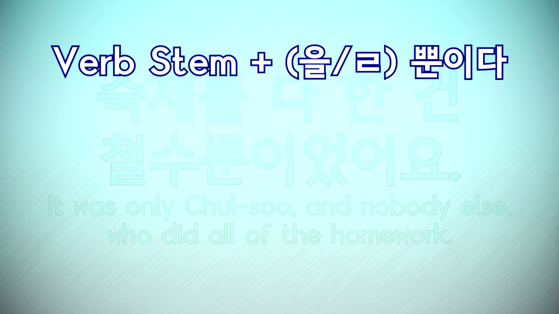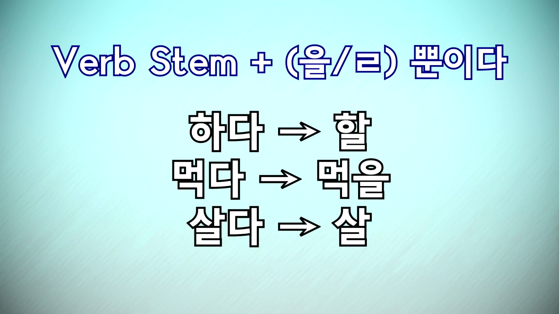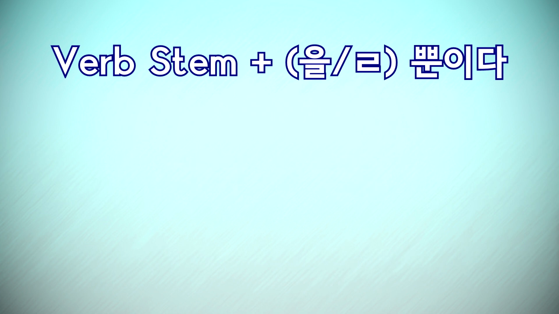The next thing we're going to learn is how to use this form together with verbs. So to make this form, take a verb stem and attach 을 if it ends in a consonant, or just ㄹ if it ends in a vowel. And remember that some verbs will also have different conjugation rules. This verb stem can also be in the past tense. For example, 하다 could become 했을. And finally, add a space followed by 분 and conjugate 이다.